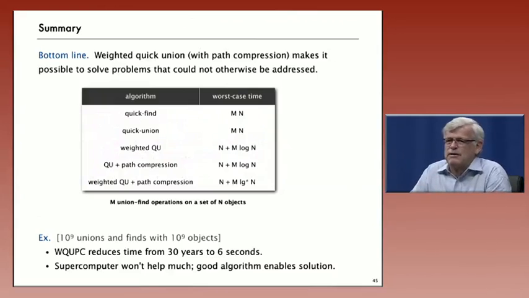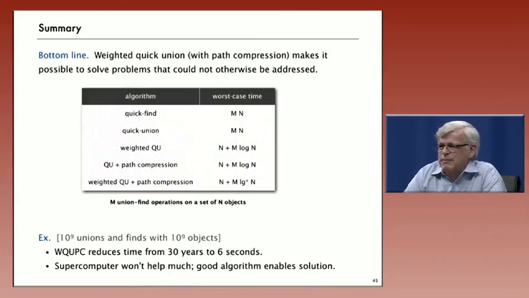So that's our summary of algorithms for solving the dynamic connectivity problem. Using weighted quick union and path compression, we can solve problems that could not otherwise be addressed. For example, if you have a billion operations on a billion objects, I said before it might take 30 years. We can do it in 6 seconds.